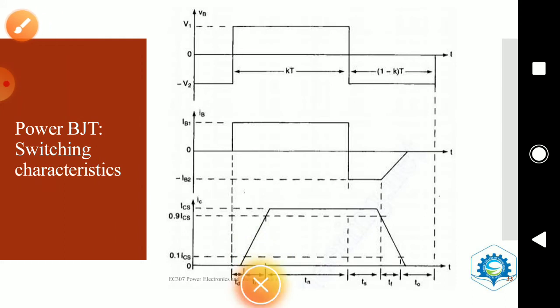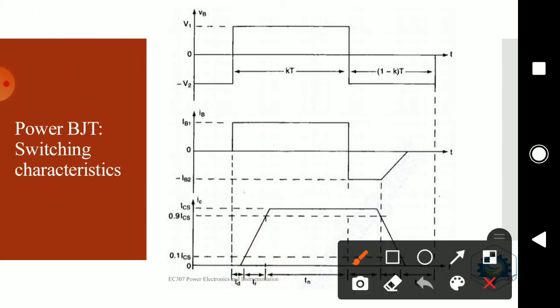The transistor will not turn on instantly. You can see over here that the base voltage has been increased from 0 to a value V1. And at that moment itself, the base current IB is also increasing correspondingly. But it can be seen that the collector current has not increased. The collector current is still remaining at 0.